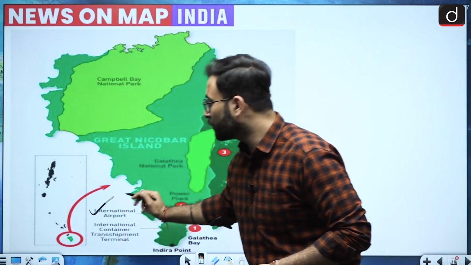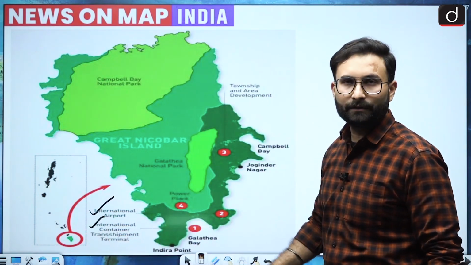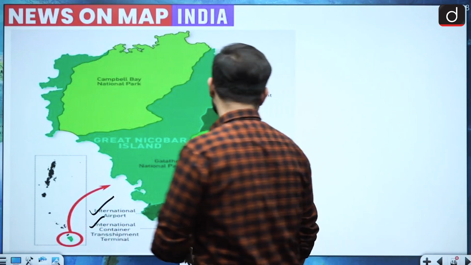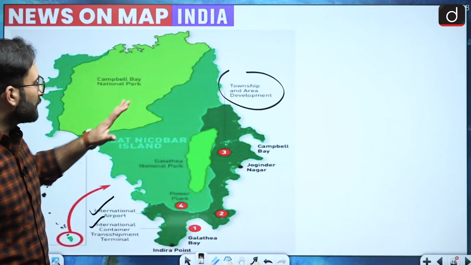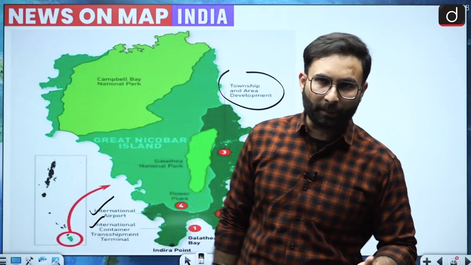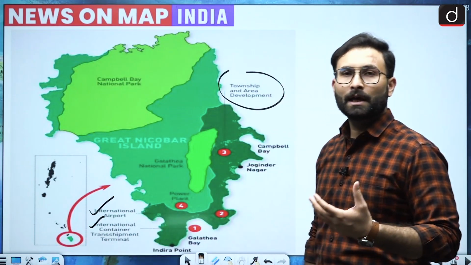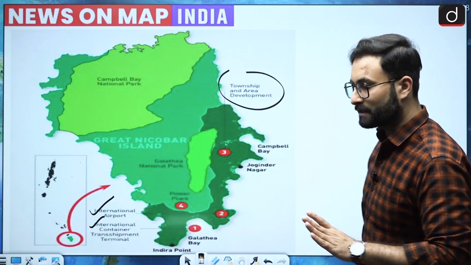One is an international airport they will be building. Then there will be an international container transshipment terminal which they are building. Then they are going for a township area and development over here. Okay, so those are the things they are planning right now with respect to the Great Nicobar project. There are environmental concerns put forward by environmentalists, but that is another case. But you should remember these things for your examination.